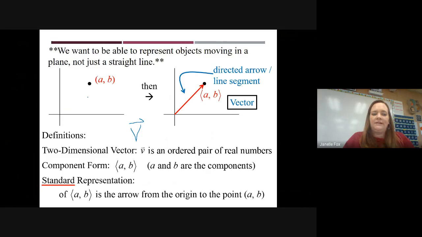So what we had already written down, right here and then right here, this is representing the standard representation where you start at the origin. So you're writing that down in your notes. Standard representation of ⟨a, b⟩ is the arrow that goes from the origin to the point (a, b).